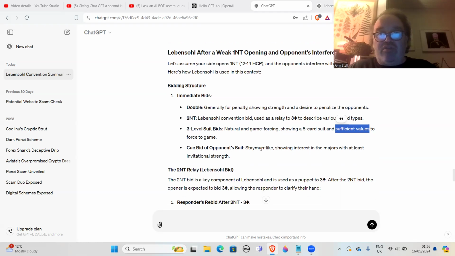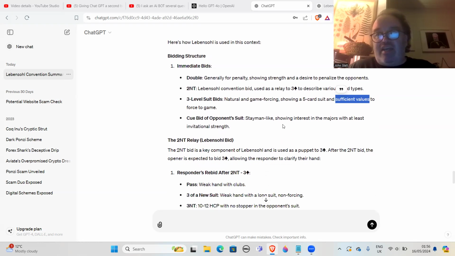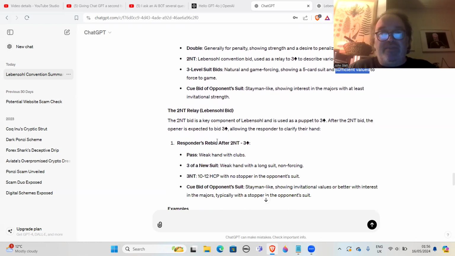Cue bid of opponent suit, Stayman-like, showing interest in the majors of at least invitational strength. Okay, it depends on what their overcall is. So if they bid 2 clubs or 2 diamonds, then you can bid 3 clubs or 3 diamonds. Okay, cue bid their suit to show both majors. If they overcall a major, then you cue bidding their major only shows the other major. So again, it's saying the same thing as last time. Again, that's slightly wrong, okay?